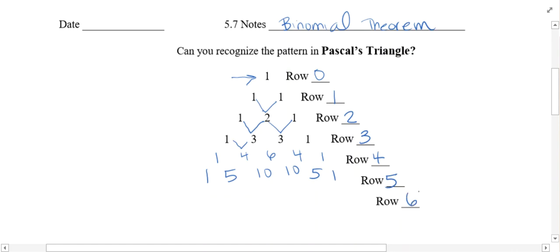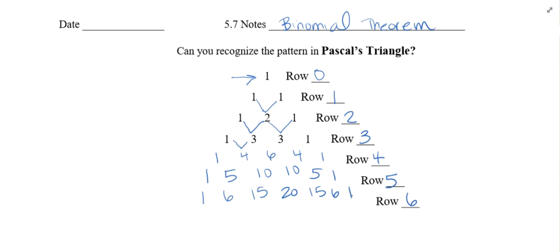Okay, the last row we're going to do here is row 6. So 1, 1 and 5 is 6. 5 and 10 is 15. 10 and 10 is 20, then 15, 6, and 1. So that's row 6. You're just adding the numbers that are above it, and then it finishes in a 1.